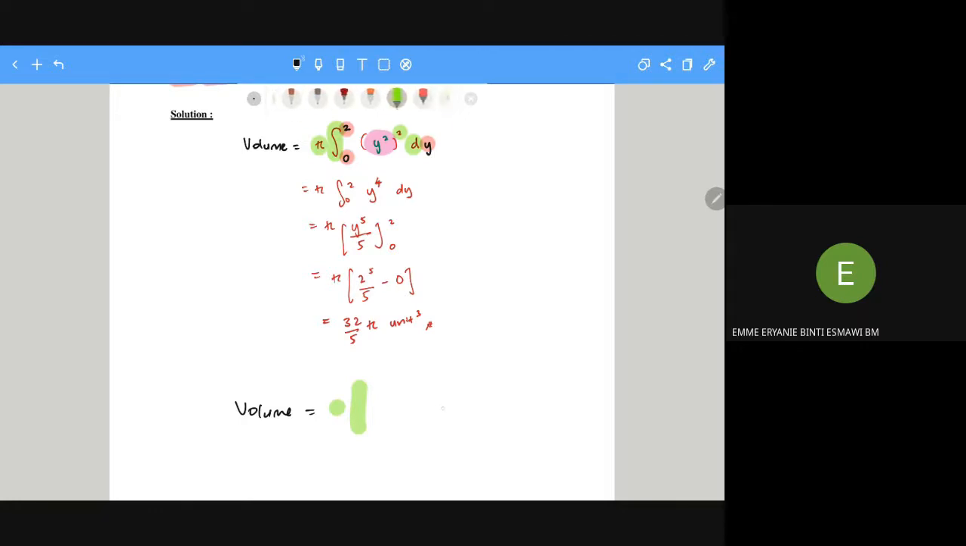5 kali hijau. 3, 4. Okay. So what does that green things mean? Okay, first one mesti ada pi kat depan sekali. Lepas tu ada dia punya integral. Lepas tu ada d. Lepas tu ada square of the function.